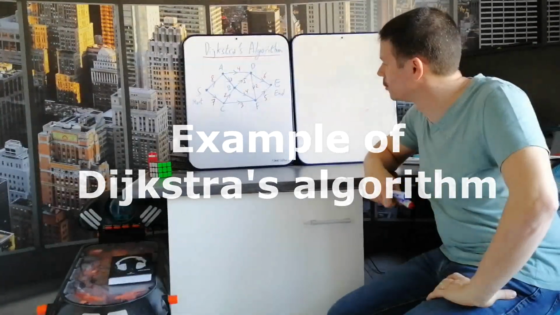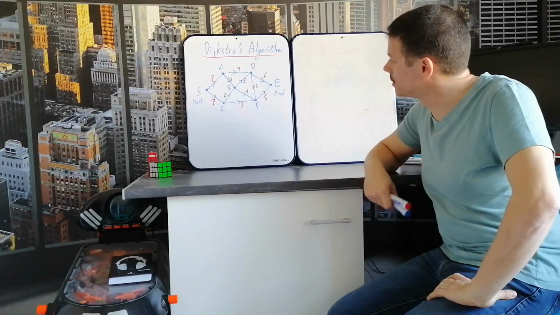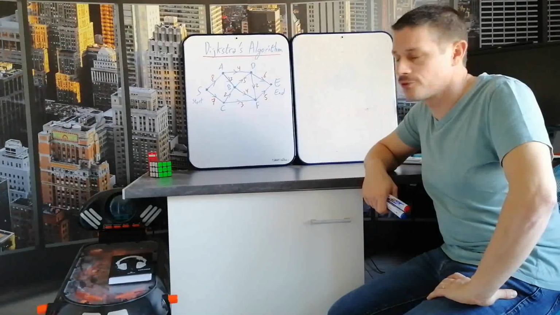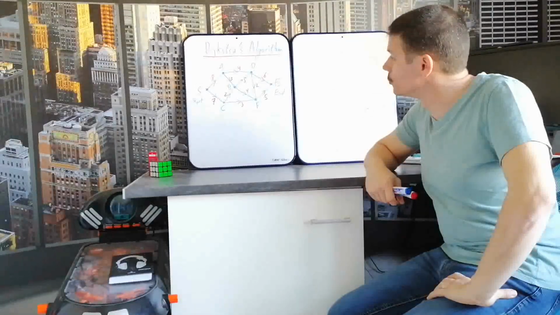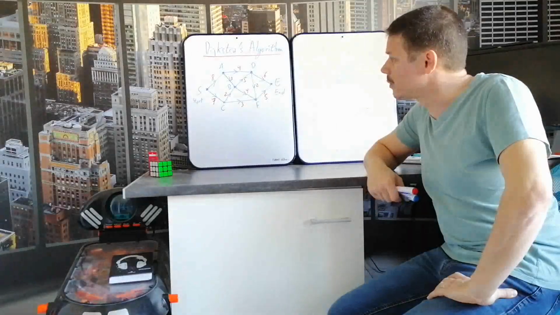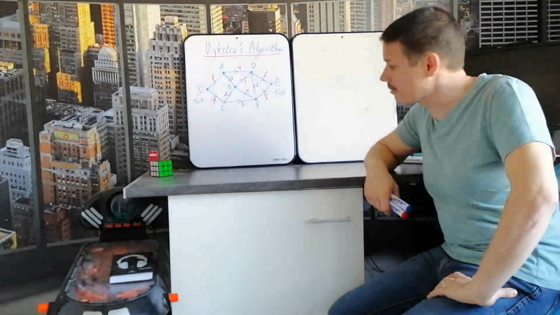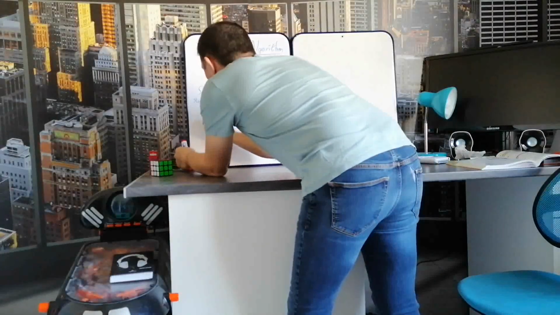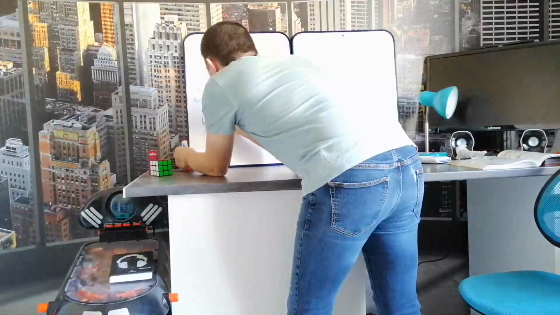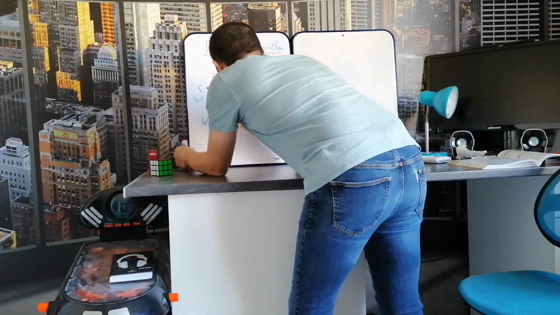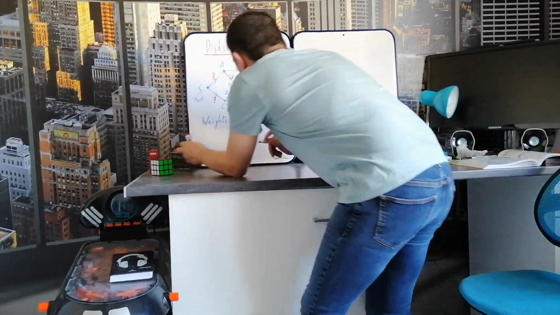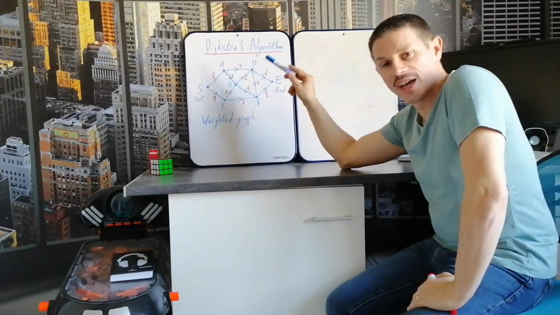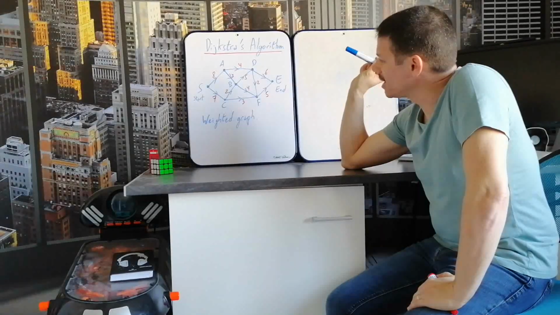I am making this short video about Dijkstra's algorithm. So what is this algorithm made for? It's made to know which is the shortest path between two vertices in a weighted graph. So what is a weighted graph? A weighted graph is a graph in which each edge has a number.